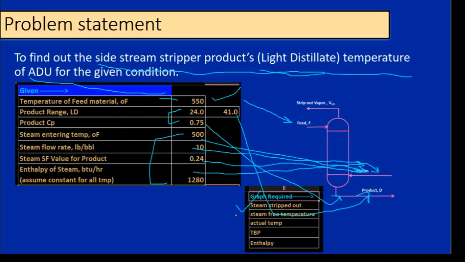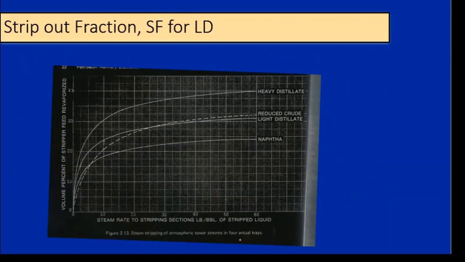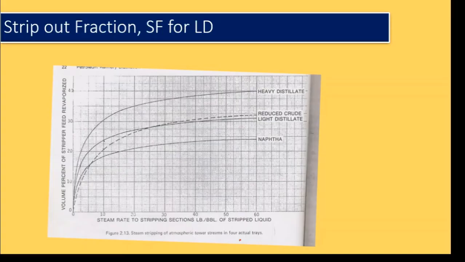And what graphs are required here? These are the graphs required: steam stripping, steam feed, steam free delta temperature, actual temperature, TUV temperature, enthalpy temperature. If we have all these graphs, we can solve this problem. So take them one by one. This is our strip out fraction.